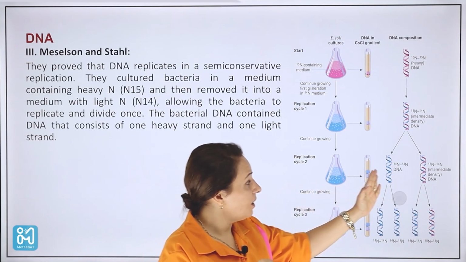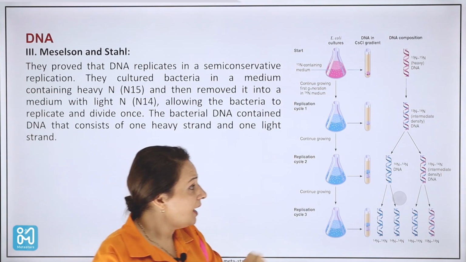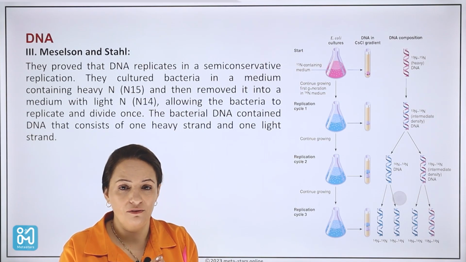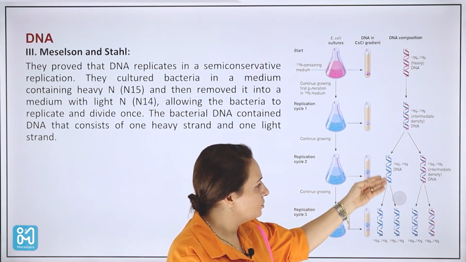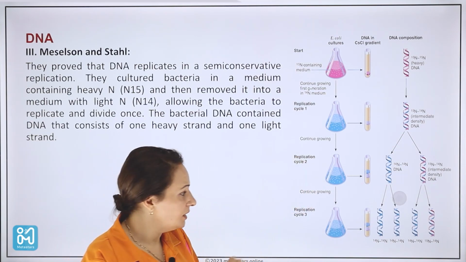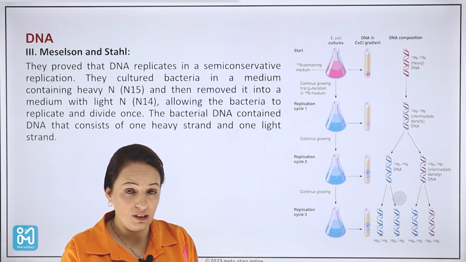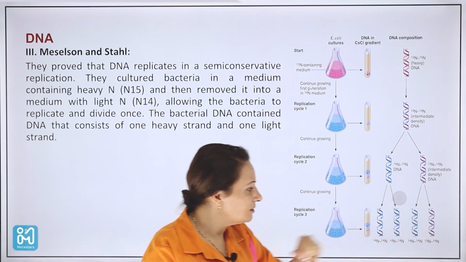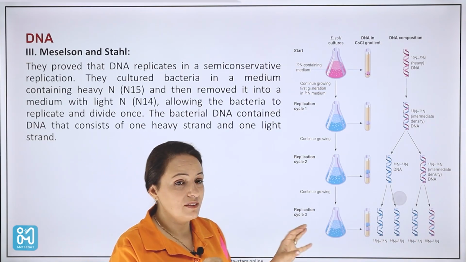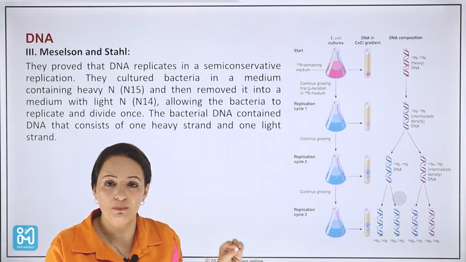And they found that now we have a whole DNA of light nitrogen and a little bit of the DNA that has both the N14 and the N15. They continued their experiment by adding a little bit of this media into a media of N14 until they found that most of the DNA in the bacteria is N14. However, we still have a little part of N15 there. So in this experiment, they found that the replication of DNA is a semi-conservative replication.